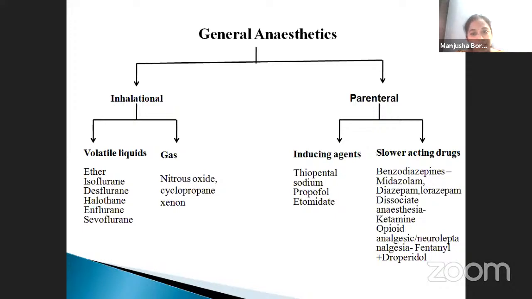We have inducing agents like thiopentone sodium, propofol, and etomidate. Slower acting agents like benzodiazepines, meaning midazolam, diazepam, and lorazepam. Dissociative anesthetic agents like ketamine, and opioid analgesics or neuroleptic agents.